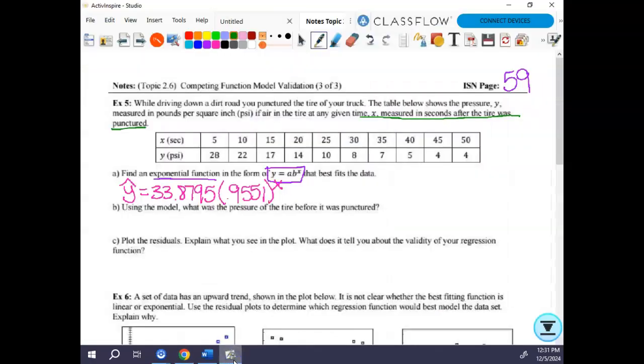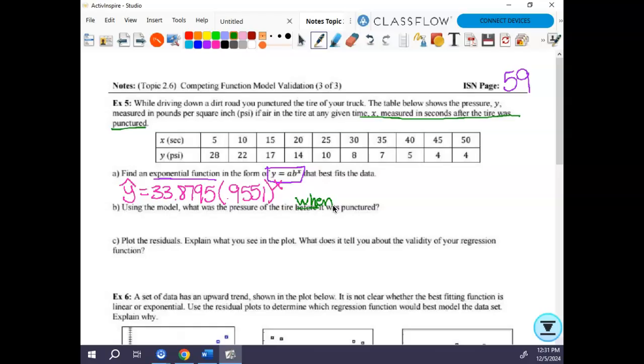I think it's using the model, what was the pressure of the tire? Let's just say when it was punctured, and then I don't have to overthink it, and neither do you. Because that's really what it's asking. So then we have to know when it was punctured, and it is at time equals 0 because of what it says. Do I even need to go back and look at the graph for that?